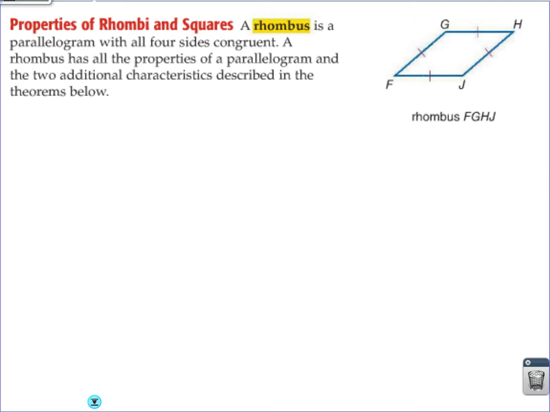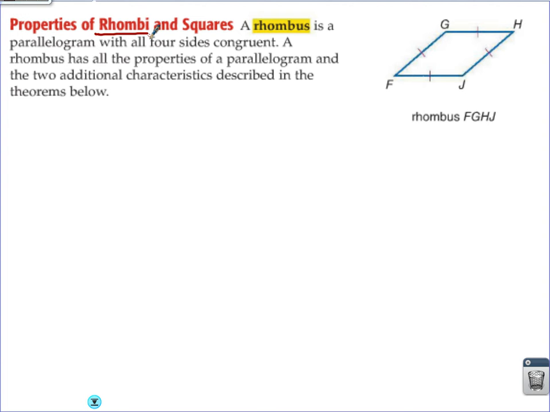Okay, last one. Properties of a rhombus or rhombi. Why do they call it a rhombi? Anybody know? Rhombi is multiple, plural. Properties of rhombi and squares. And notice then it says a rhombus. A rhombus is a parallelogram with 4 sides congruent. So that's its first property.